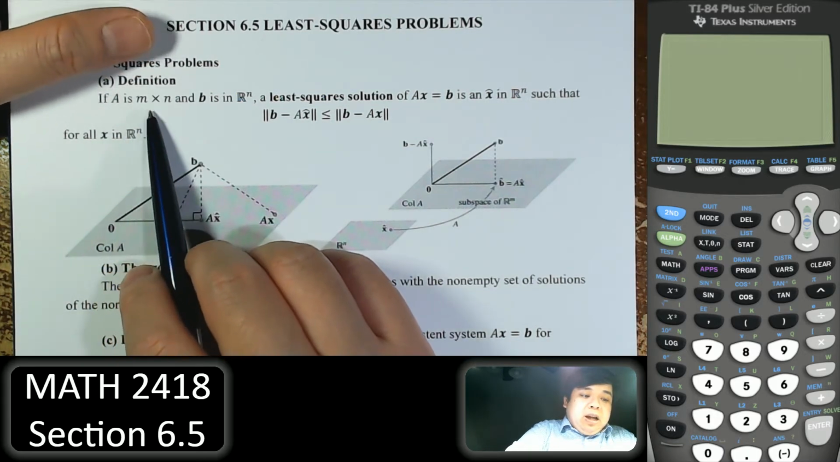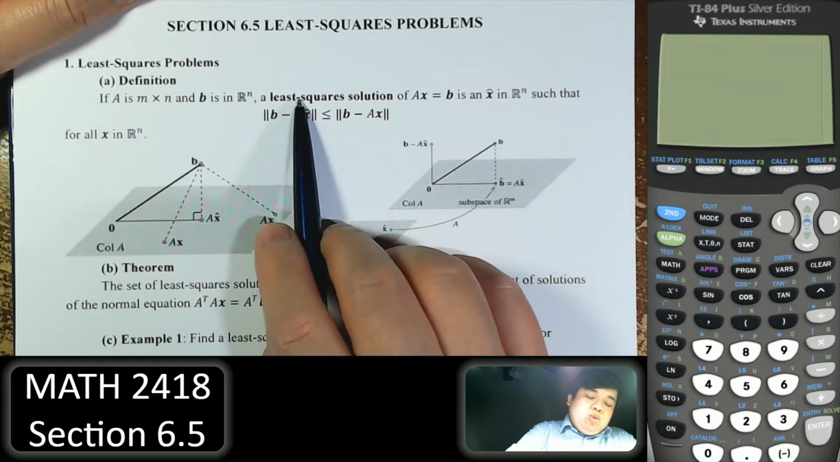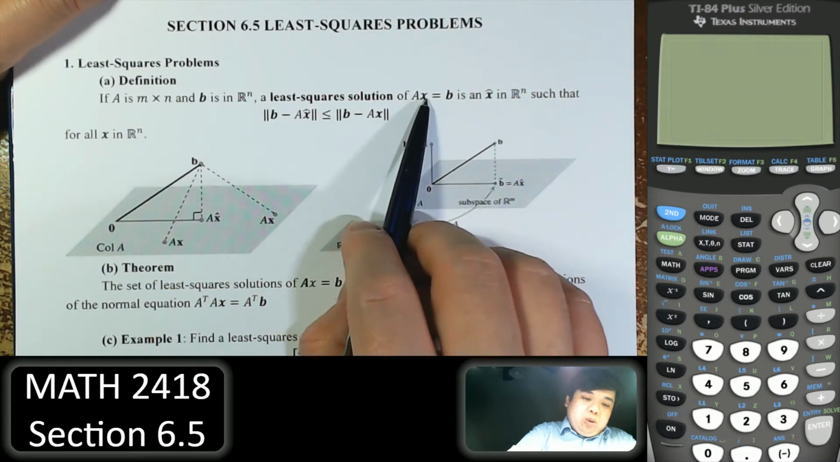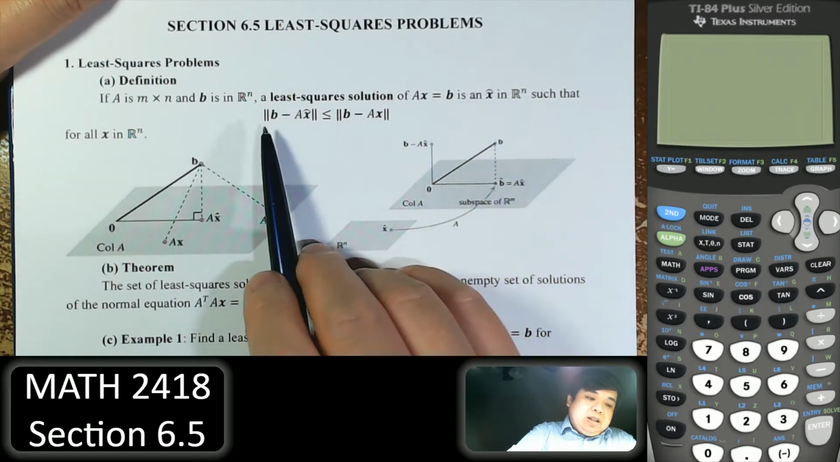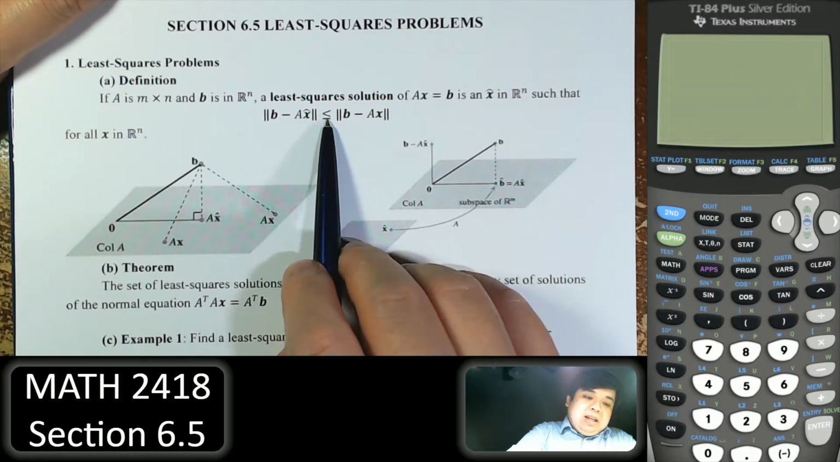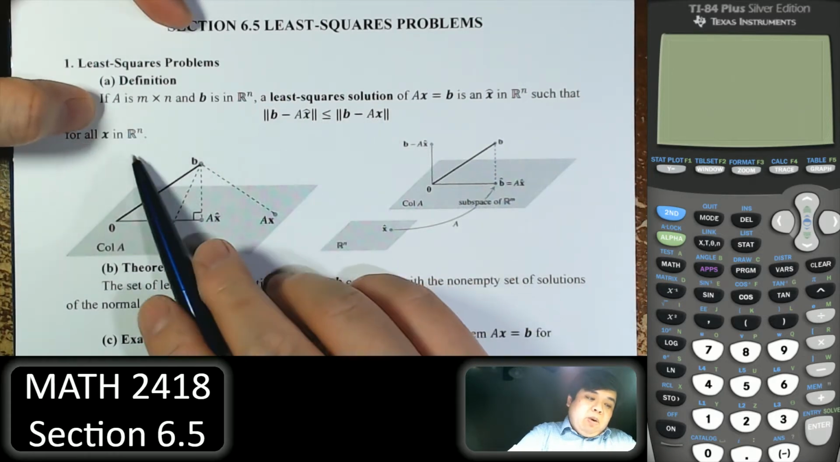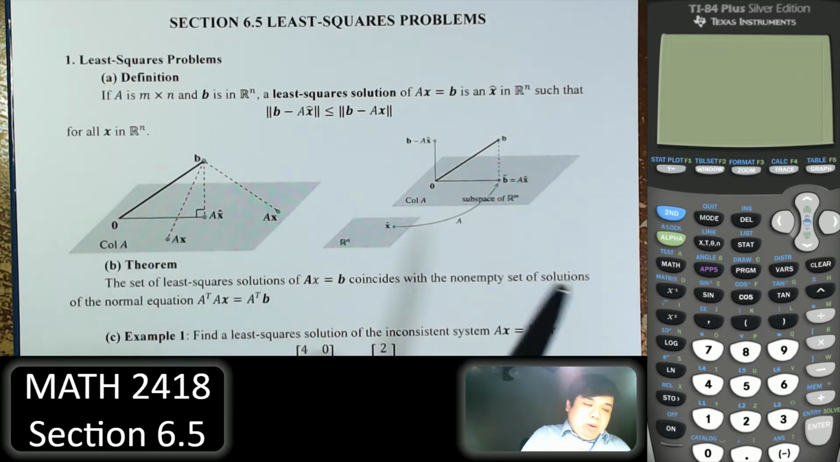If A is an m by n matrix and B is a vector in Rn, a least-squares solution of the equation Ax equal to B is an x hat in Rn such that the norm of B minus Ax hat is less than or equal to the norm of B minus Ax for all x in Rn. So here we have the scenario.